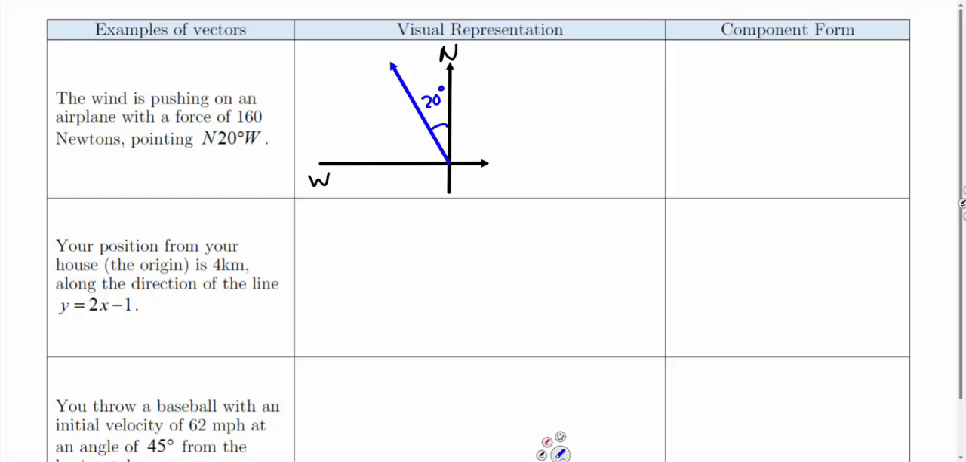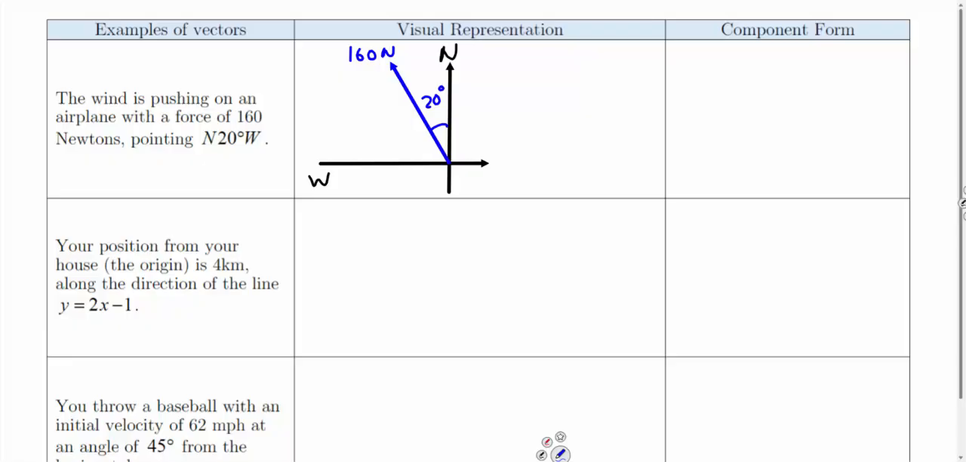Okay, so please take a moment to sketch that. So that's north 20 degrees west. And the length of that arrow is 160 newtons. Okay? It has a direction and it has a length. So it's a vector. Okay?